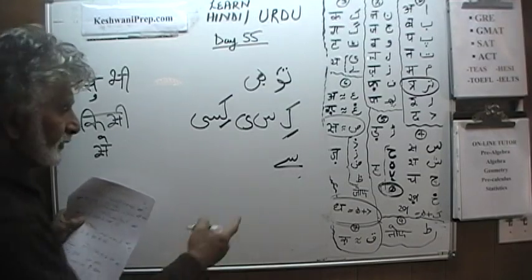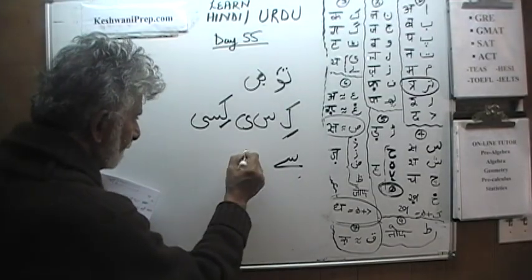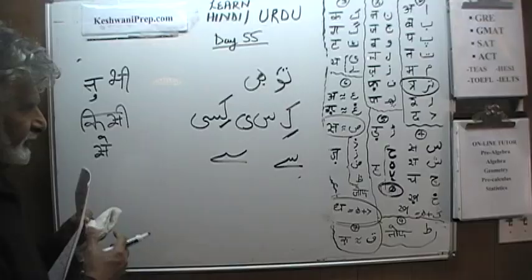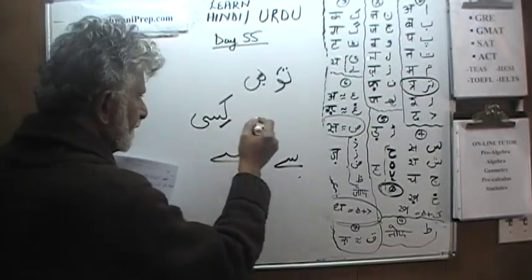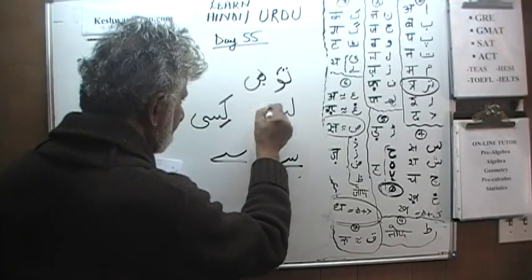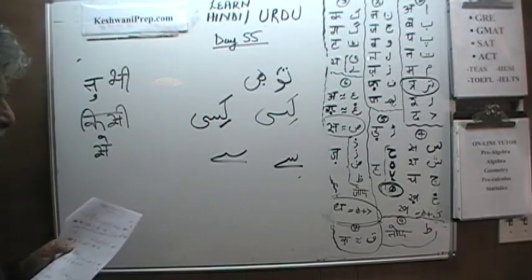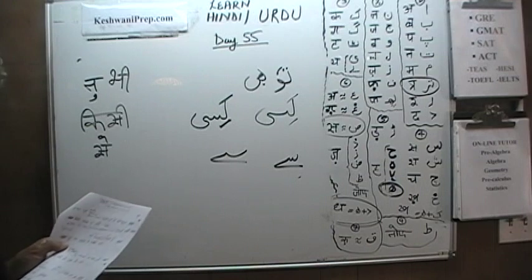The se is not written like this in my notes. The se I have in my notes looks like this. Same thing here, kisi. Instead of making two loops and then a choti ye, I have it written in my notes like this. It's fine. Tu bhi kisi se.